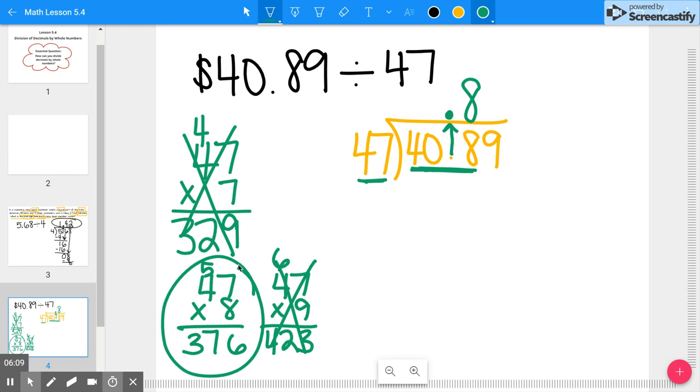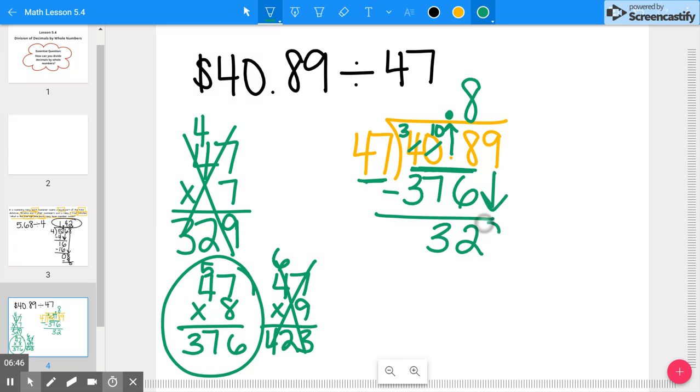So since I already solved it, my next step after I divided was to multiply. So 8 times 47 is 376. Make sure you line up your numbers so when you subtract, you're not making a mistake. So 8 minus 6 is 2. 0 minus 7, I can't do, so I need to regroup, make that a 10, and make this a 3. So 10 minus 7 is going to give me 3. So then I check. 32 divided by 47, can I do that? No. So then I need to bring down my 9.